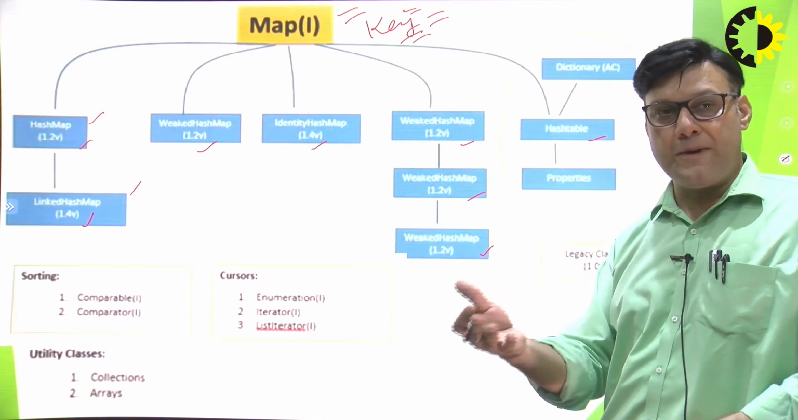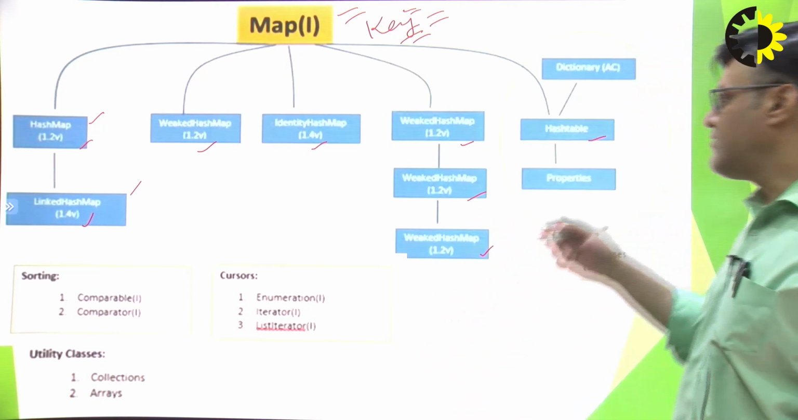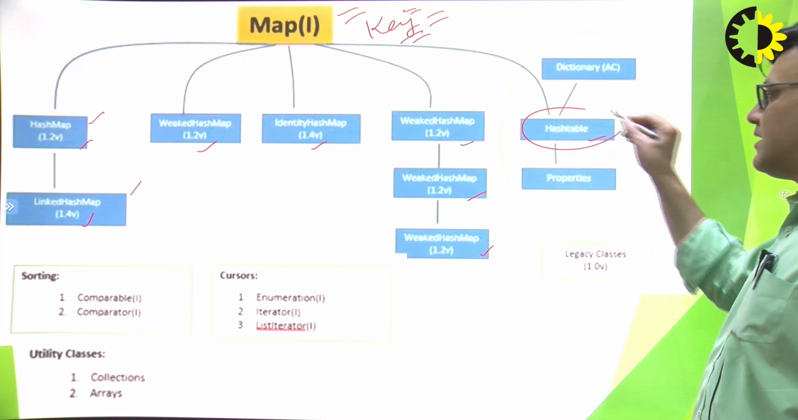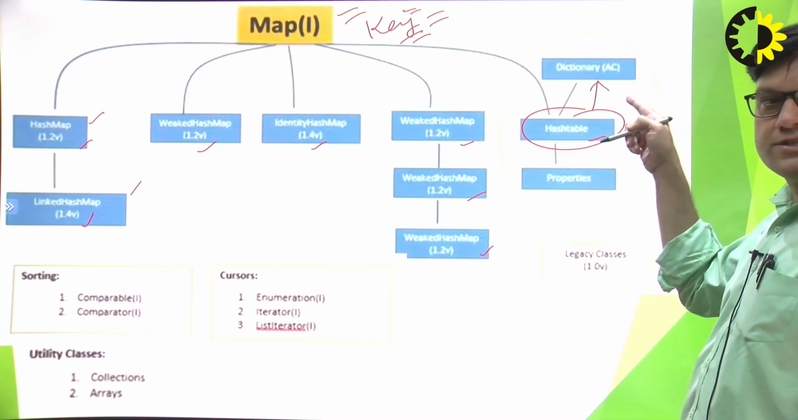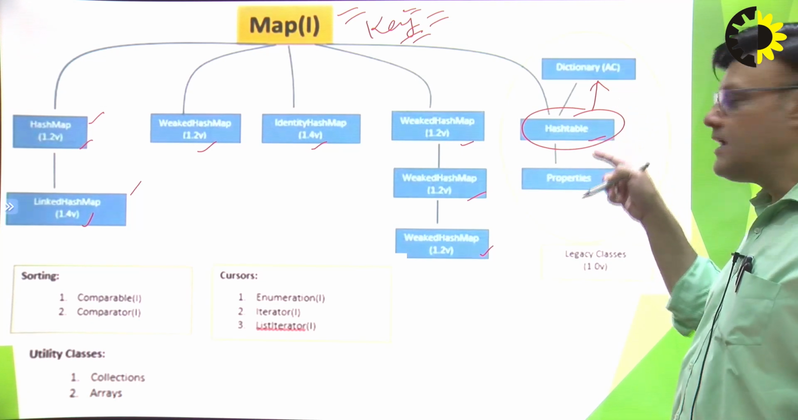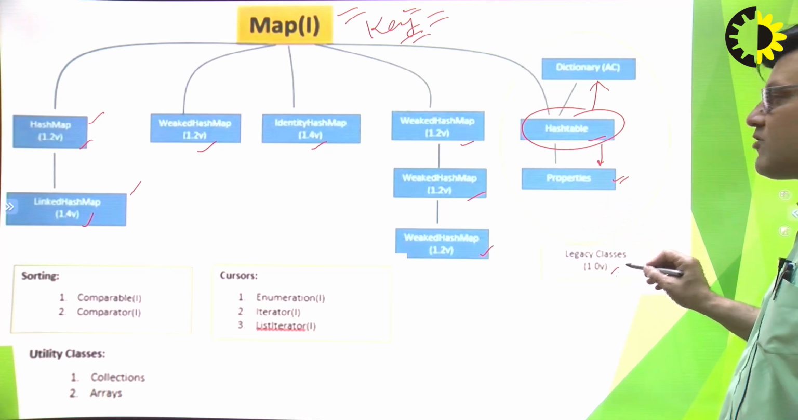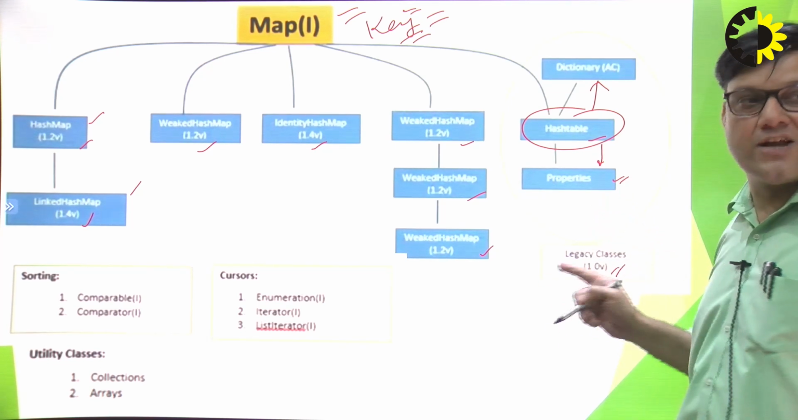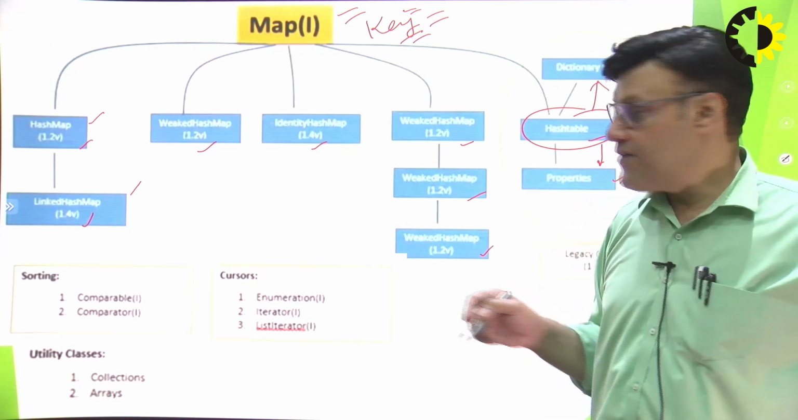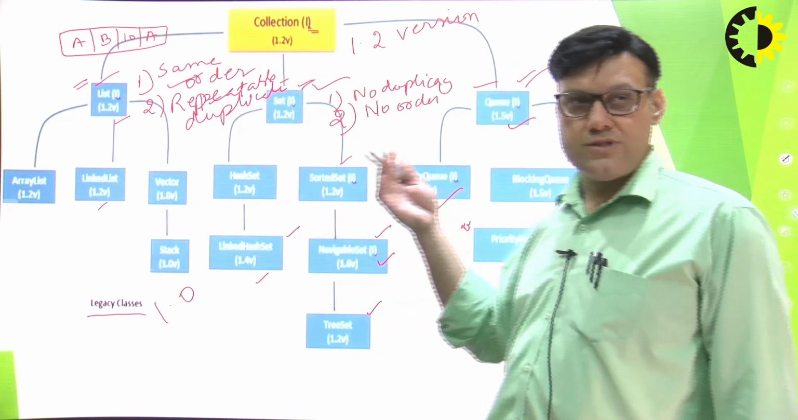Whenever we want to bring an old version, an old concept, into our new concept, then we will use the concept of hash table. Dictionary is the parent of this hash table, and its implementing class is properties. So this is the legacy. This came in the 1.0 version, so these are also called legacy classes. Now you have seen that there are two important concepts. So this is the overview.